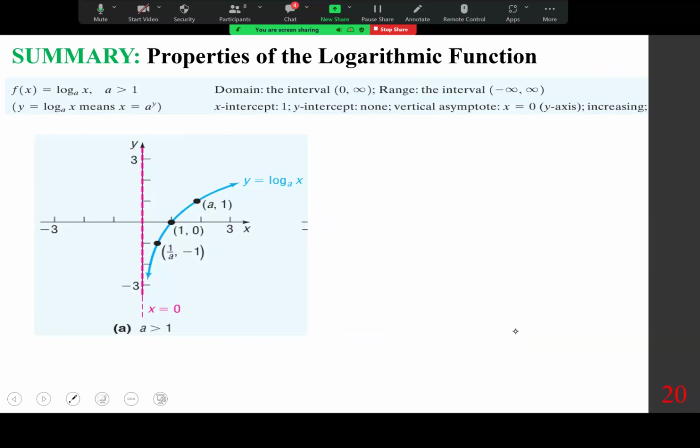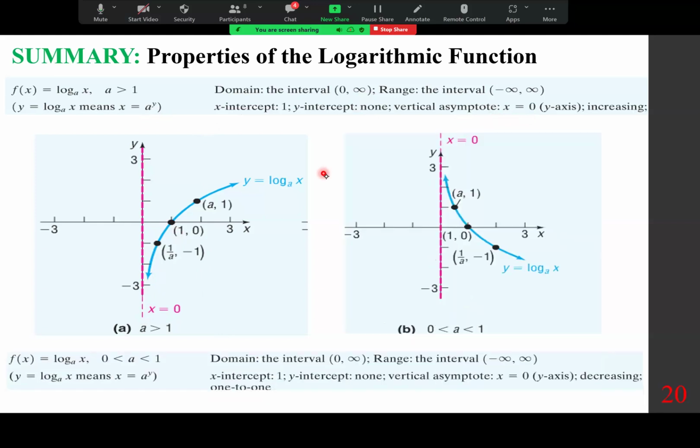What I want to remind you, as far as the graphs are concerned, are the properties of logs. Here's f of x equals log x base a. When a is larger than 1, it looks like this. Domain is from 0 to infinity. Range is all real numbers. You have an x-intercept at (1, 0). There is no y-intercept. You have the vertical asymptote, which is the y-axis or x equal to 0, and it's an increasing function.